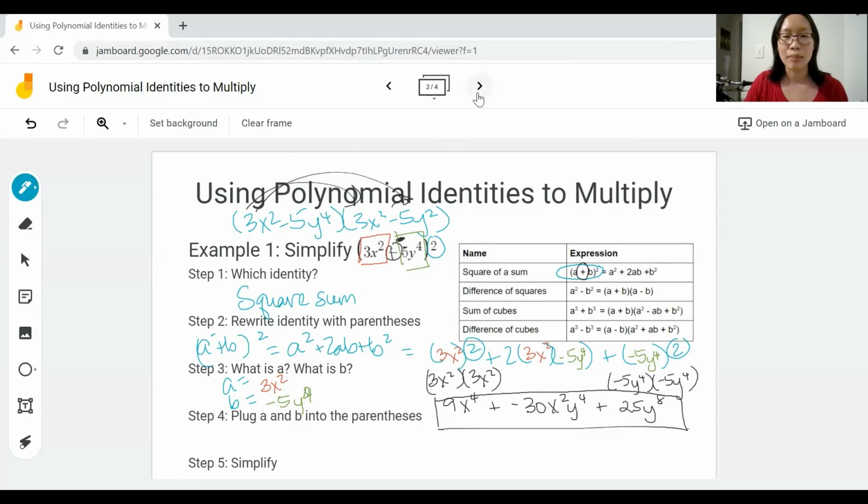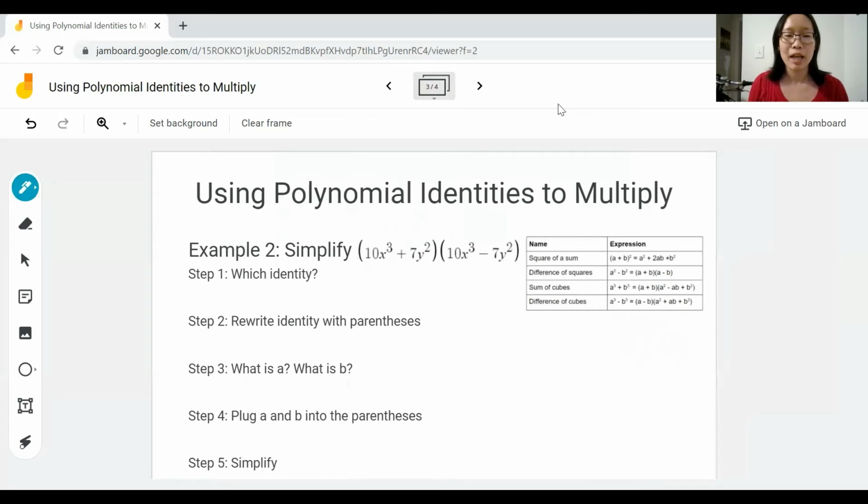Let's try a second example. Here we're being asked to simplify 10x cubed plus 7y squared times 10x cubed minus 7y squared. So the first thing we want to do is to figure out which identity matches our problem. I see that we have the same things that are being added and subtracted, and so the one template that matches is my difference of squares. So this is going to be the one that I use.